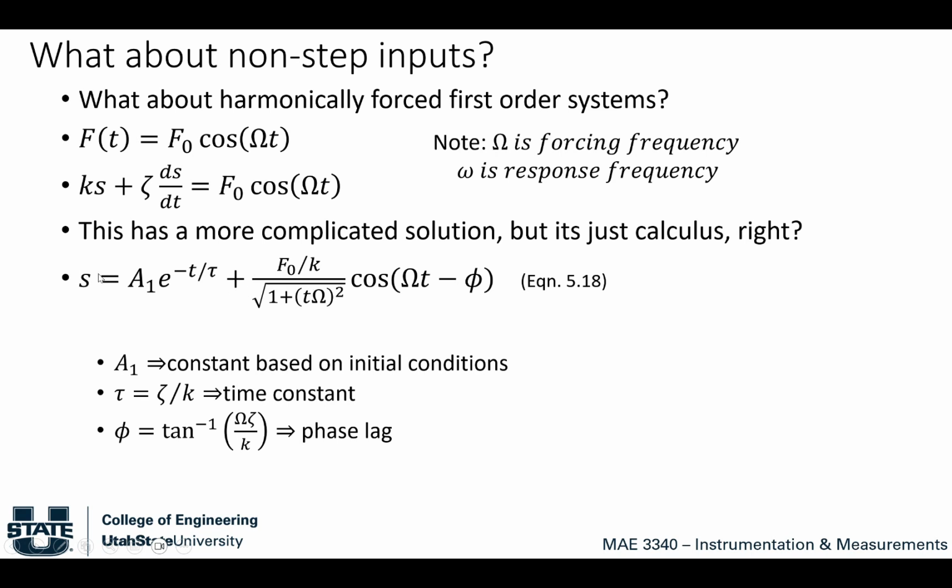And so if we wanted to figure out what this value was at a specific point in time, we could use it. And here's equation 518, so we don't have to run through the calculus of it. But essentially, we've got a constant based on initial conditions. And then we have the time constant, which we've looked at before, which has to do with the damping rate and the spring coefficient, the spring constant. And then we have the phase lag, and that's going to be based off of that forcing frequency, our damping, and our spring.